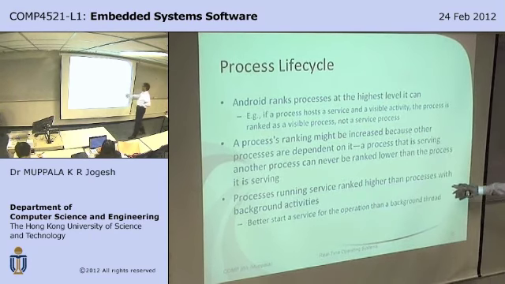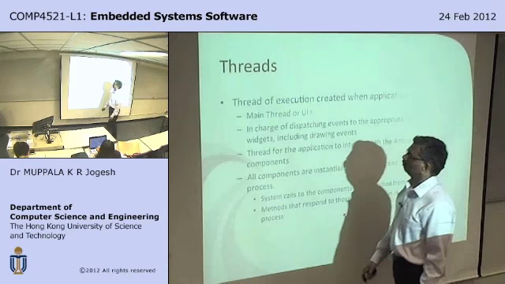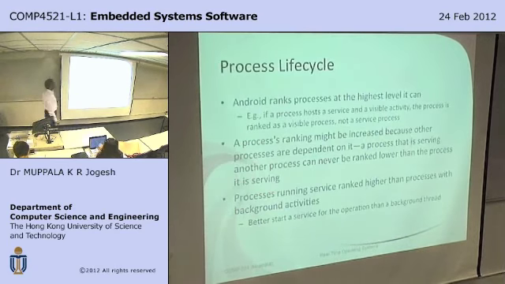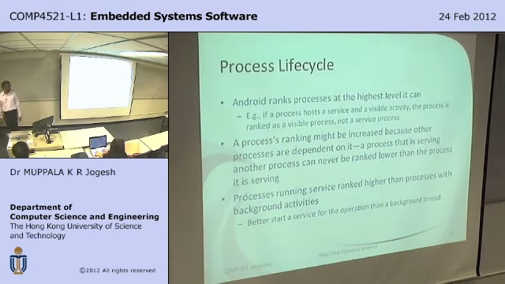Processes running services are ranked higher than processes running background activities. This answers your question. Okay. Background processes can be run using background threads, but service processes will be ranked higher than background processes. So if you need to do a lot of work in the background, better use a service because Android will not try to kill the service processes as much as possible. Okay? So that's about the process lifecycle.